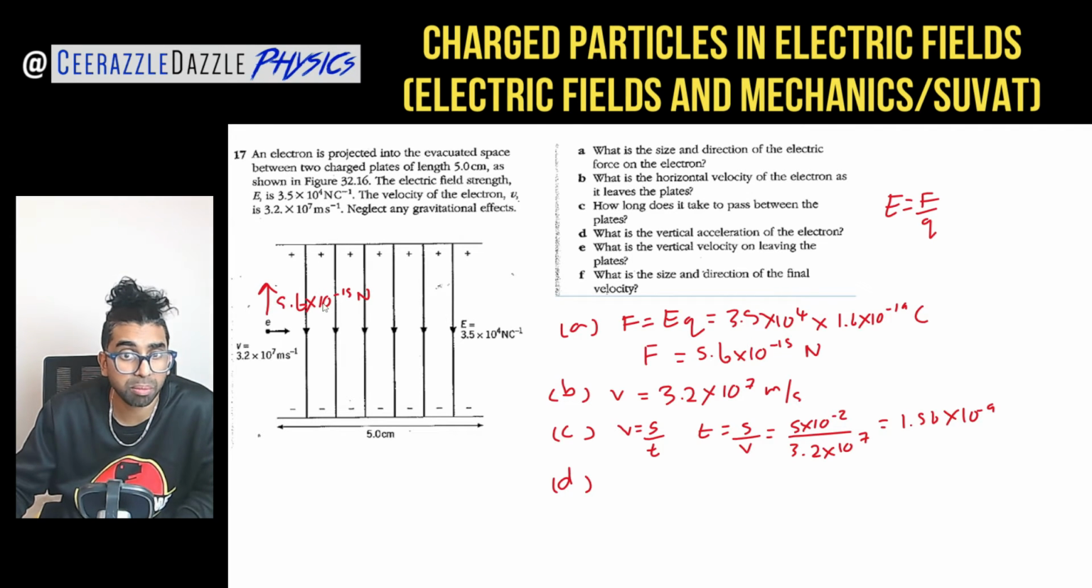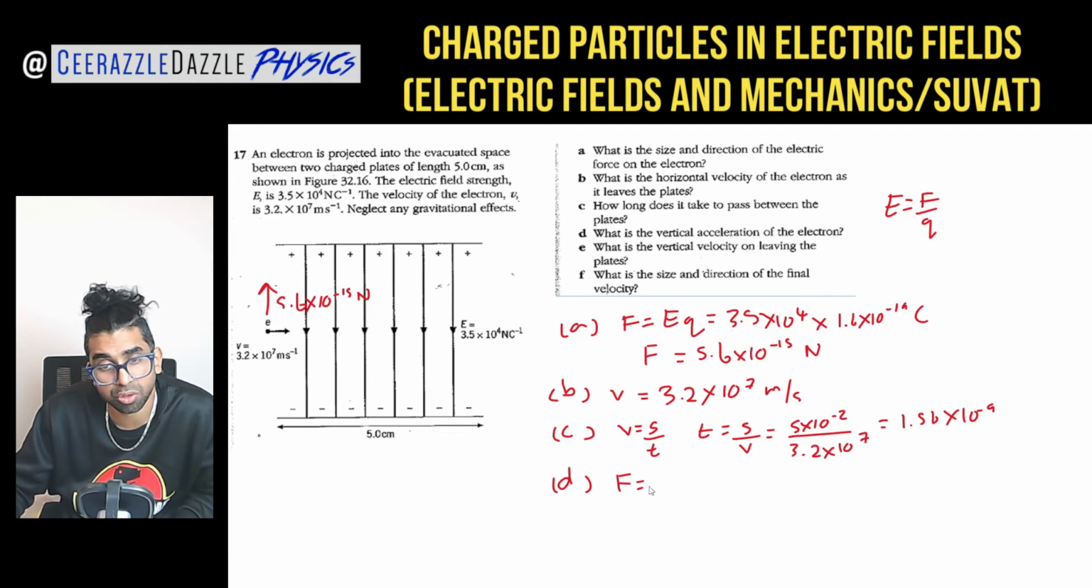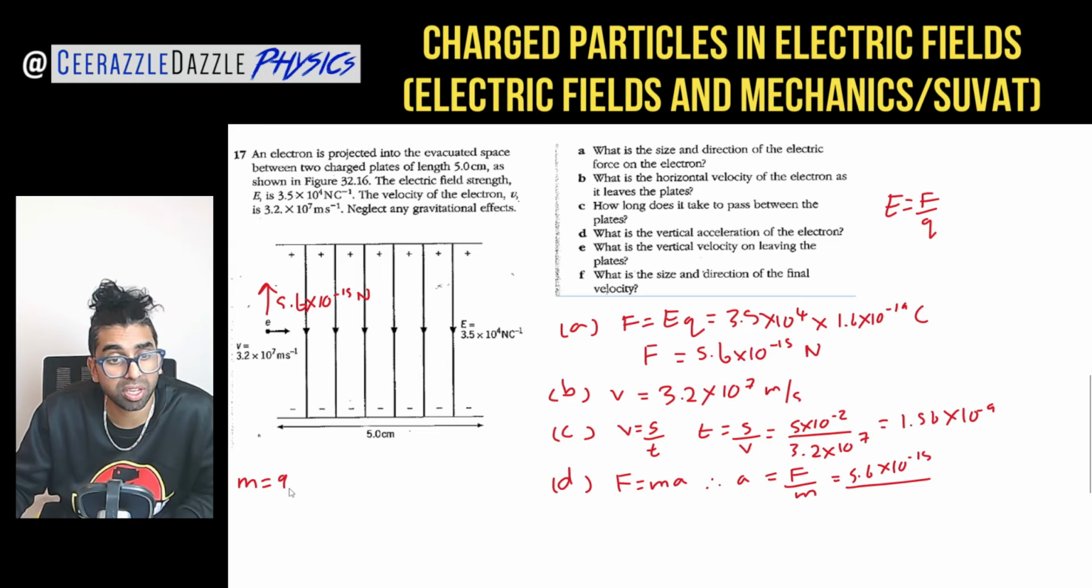You also know it has a mass, therefore we can work out the acceleration because we know the resultant force is equal to the mass times the acceleration. Therefore, the acceleration is equal to the force acting per unit mass. So the force which is acting on the electron is 5.6 times 10 to the minus 15, divided by the mass of the electron. Oh, the mass of the electron is not on there. The mass of the electron is 9.1 times 10 to the minus 31 kilograms.